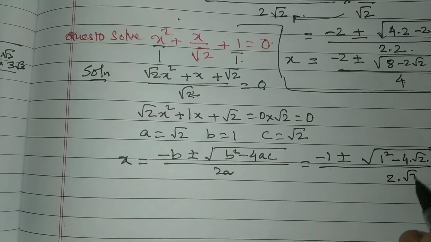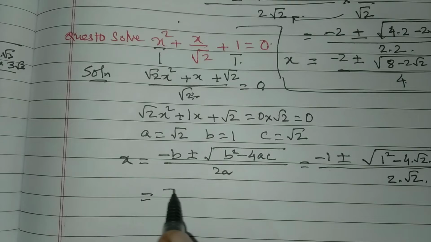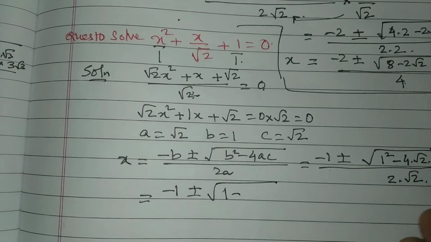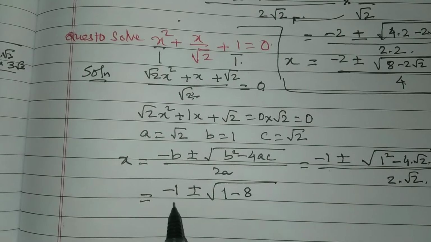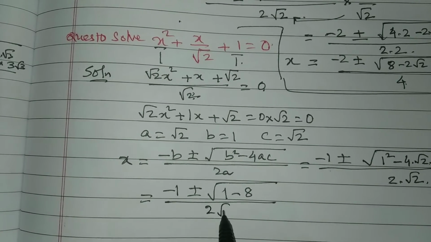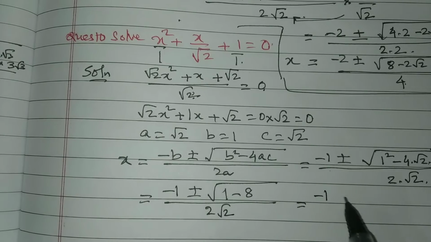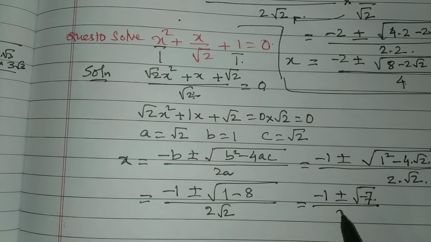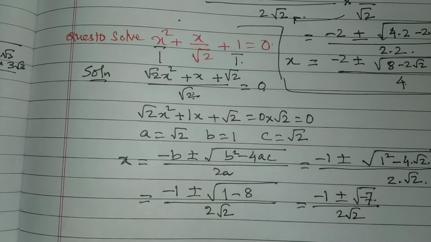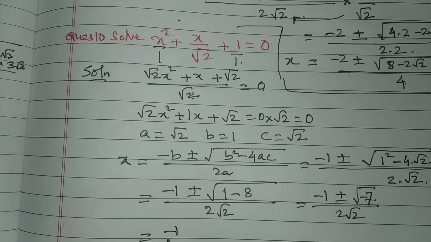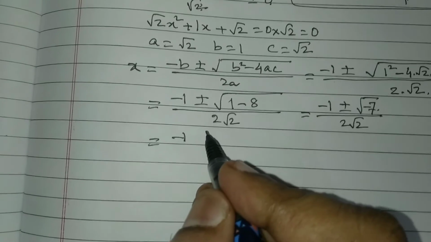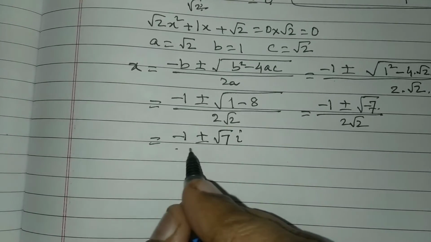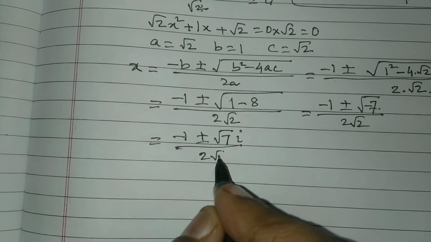2 into root 2. So now minus 1 plus minus root under 1 minus 4 into root 2, so it is 8. So 2 root 2, then it is minus 1 plus minus root under minus 7 by 2 root 2. So we can write it minus 1 plus minus root under 7 iota divided by 2 root 2.